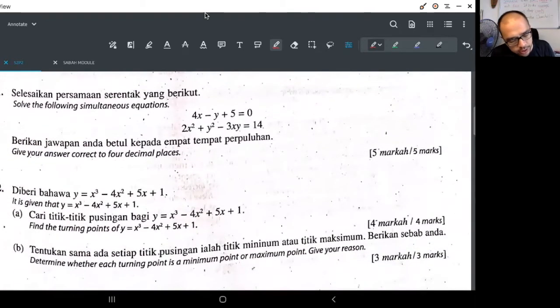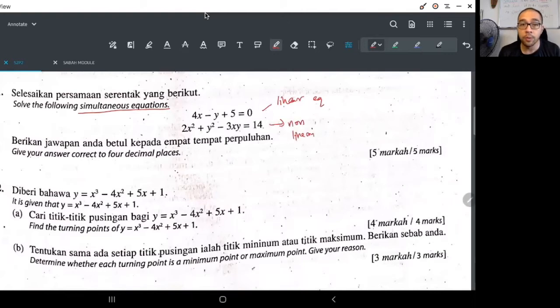We have the first question as simultaneous equations. Okay, in this chapter of simultaneous equations, you only have two types of simultaneous or systems of equations that you need to know how to solve. The first one is this kind, where there is a linear equation and a non-linear equation. And what makes a linear equation is that the unknowns, the letters, the power is only power of 1. Maximum power is 1. Okay, so we call that a linear equation.